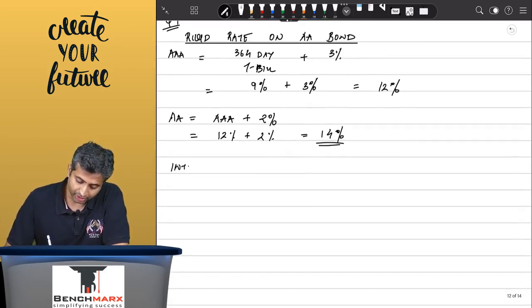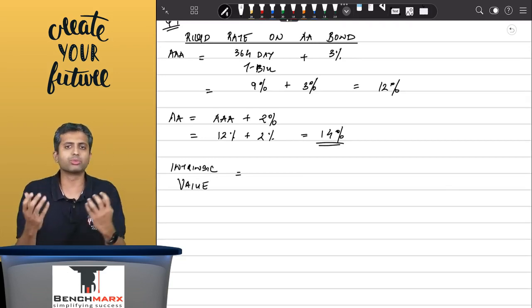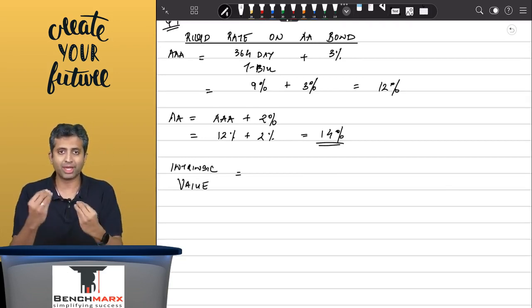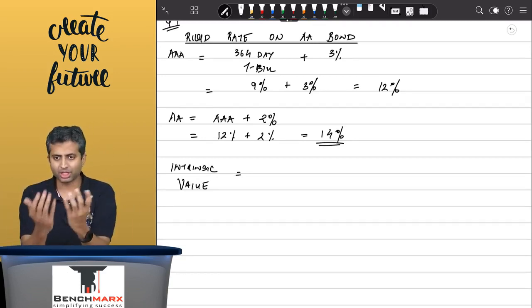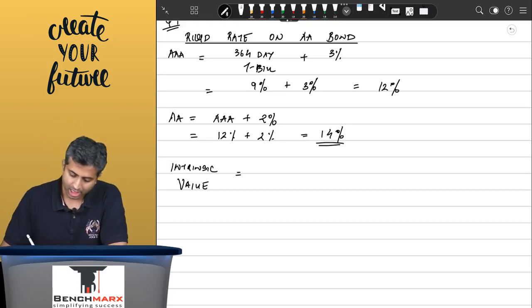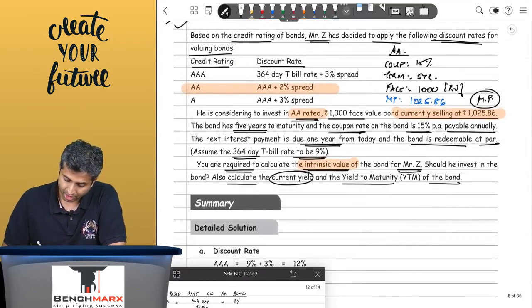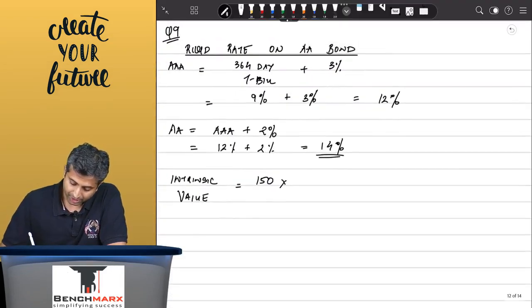The intrinsic value of a bond, remember, is the present value of future cash flows. The market price is given, but sometimes you have to take a decision whether this bond is worth buying or not, for which you have to compare the market price to some number. So based on the cash flow features of the bond, the coupon rate is 15%. 15% of 1000, and hence the coupon is 150. 150 into the present value annuity factor at the rate of 14%, which an investor requires.